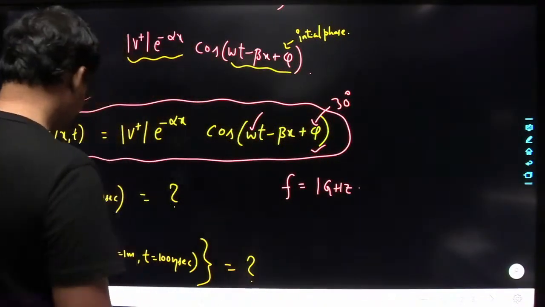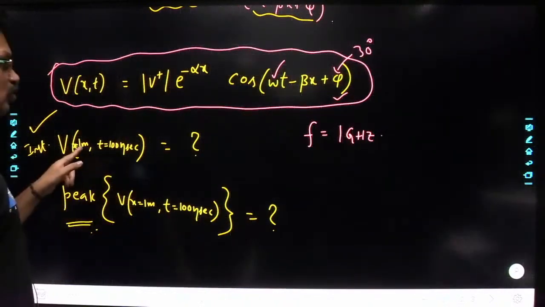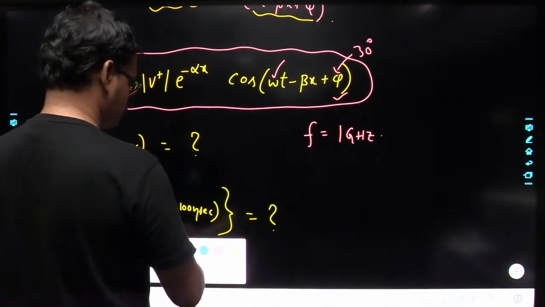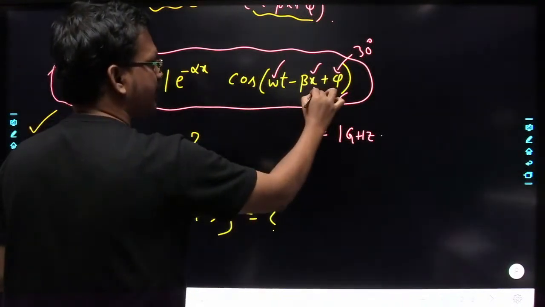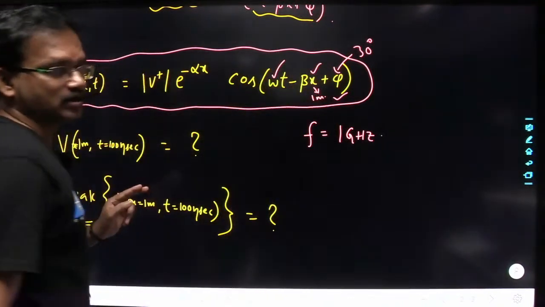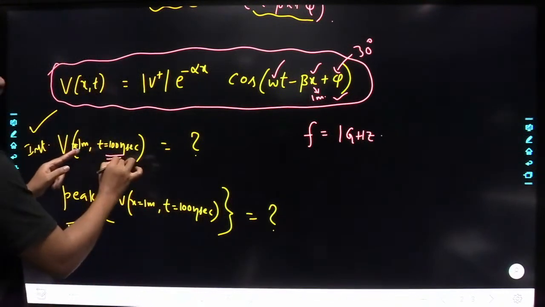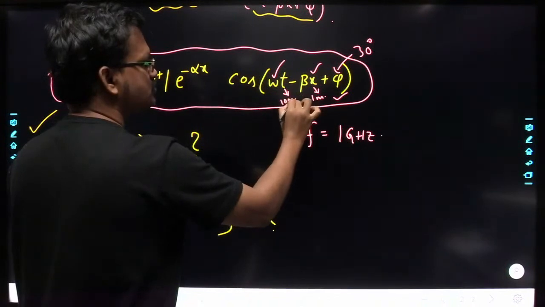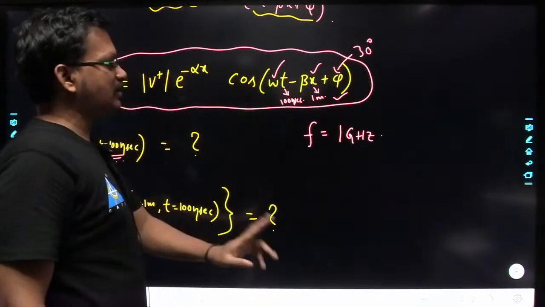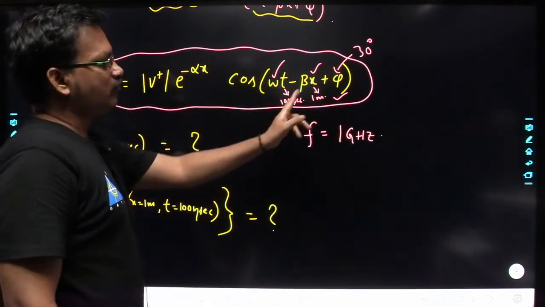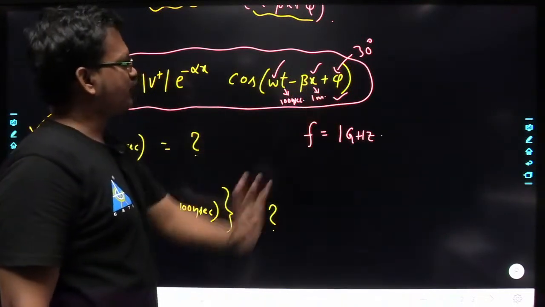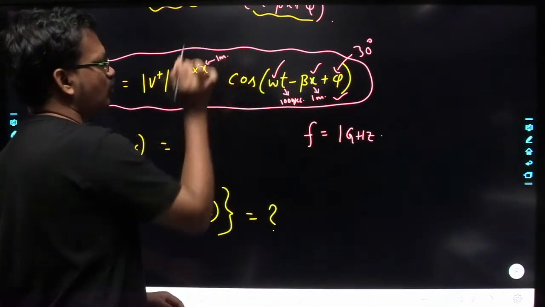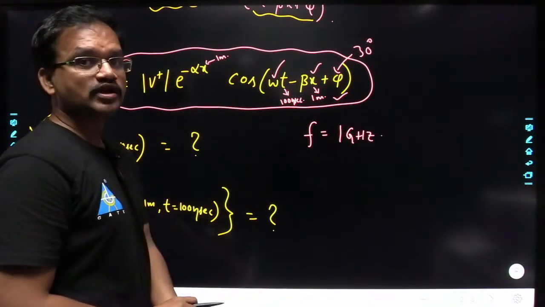They are asking at x equal to 1 meter. That means we know this x value also. And at instant t equal to 100 nanoseconds. So we know the omega value, the t value, the x value, and the phi value. Understood? So here also we know x value, at x equal to 1 meter.